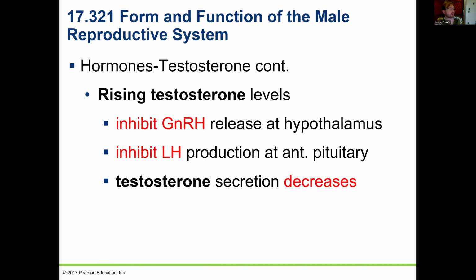Now, rising testosterone levels inhibit GnRH release at the hypothalamus, inhibit LH production at the anterior pituitary, and then testosterone secretion is going to be decreasing. So rising testosterone is going to inhibit the production of GnRH, which is in turn going to inhibit the production of luteinizing hormone, which is in turn what tells us to produce testosterone in the first place. This is a negative feedback loop.